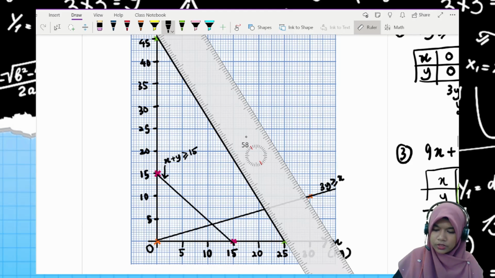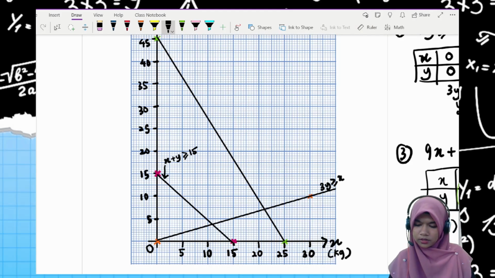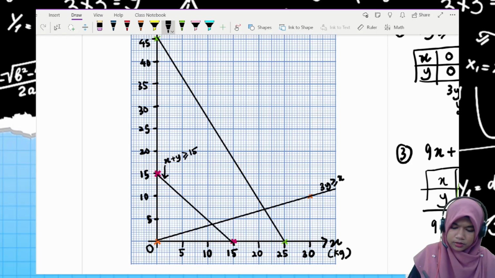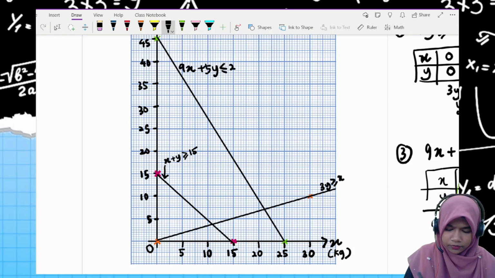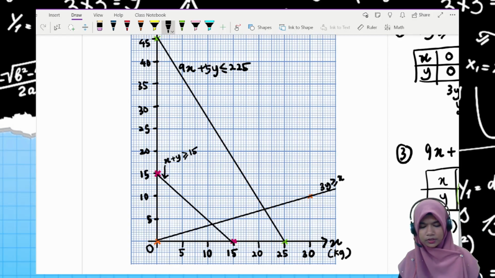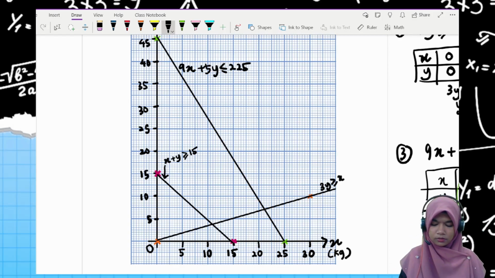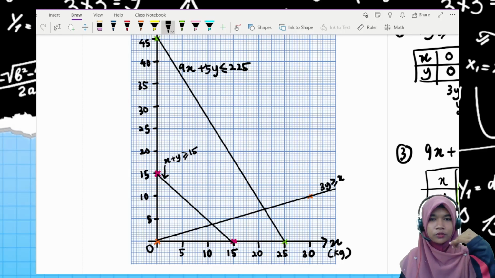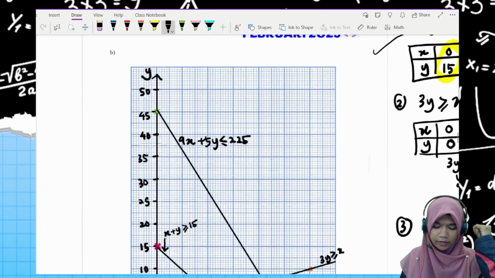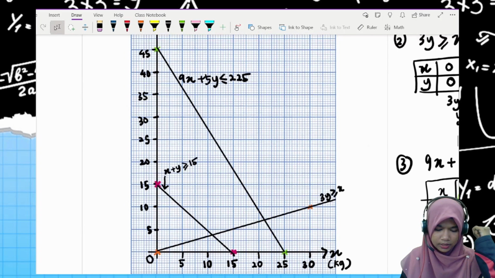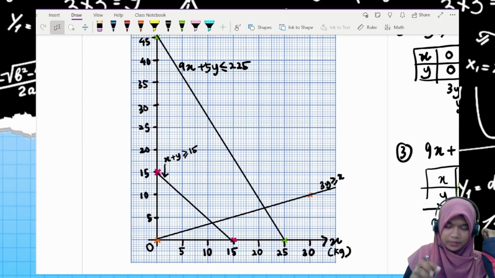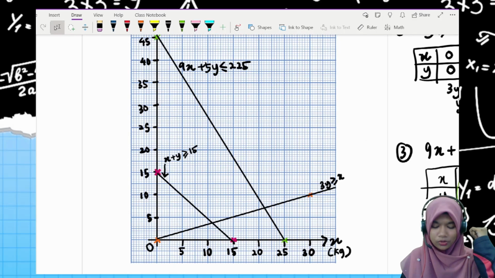Okay, so this one for the 9x. This one is for 9x plus 5y less than or equals to 225. Okay, all right. Then, settle for you draw the line. Then you have to shade the region. Okay, masa tinggal sikit je lagi. Ambil masa lama sebab cikgu nak kena draw the graph.